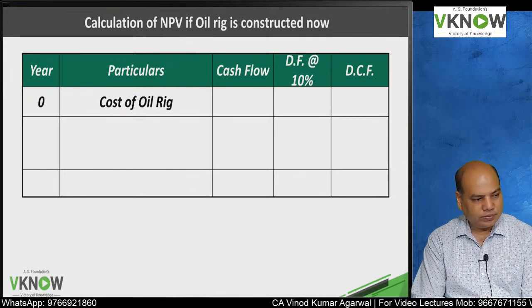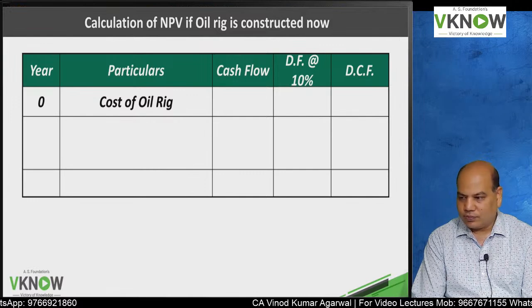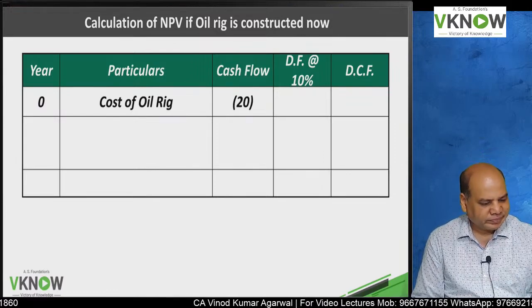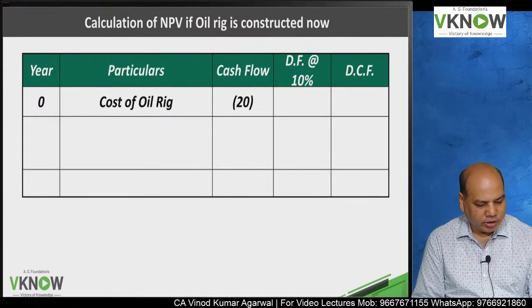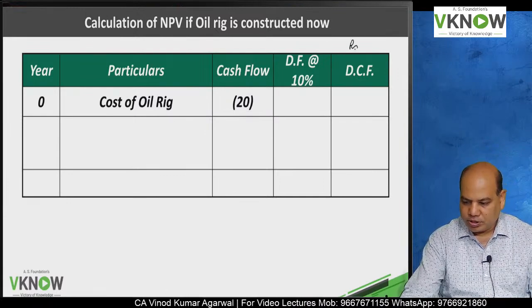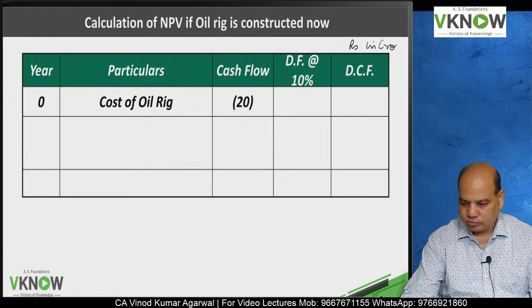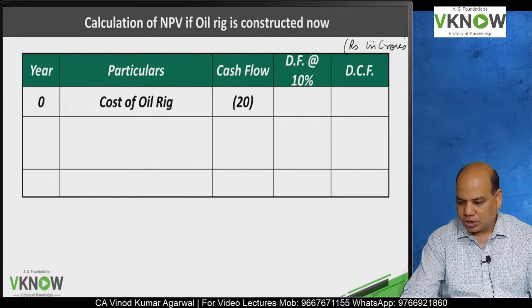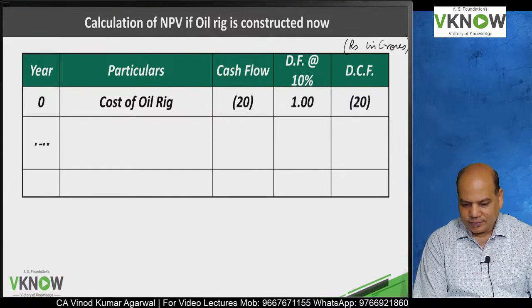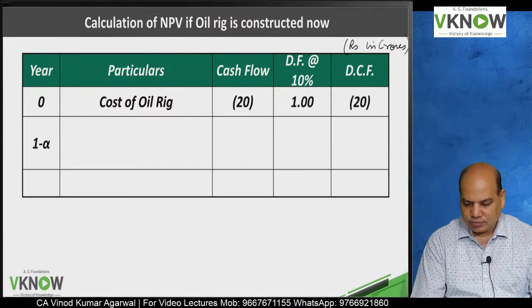Okay, year 0. Year 0, cost of oil rig. How much is written? 20 crores. Rupees in crores, write down top right hand side. Then year 1 to infinity.